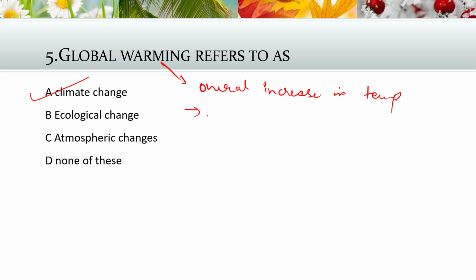The first reason is excessive use of fossil fuels. If we burn these fossil fuels, the overall temperature gets increased, which eventually causes global warming. Deforestation may also be one of the reasons.